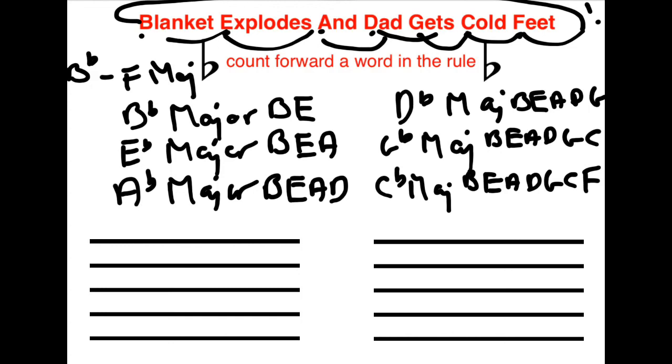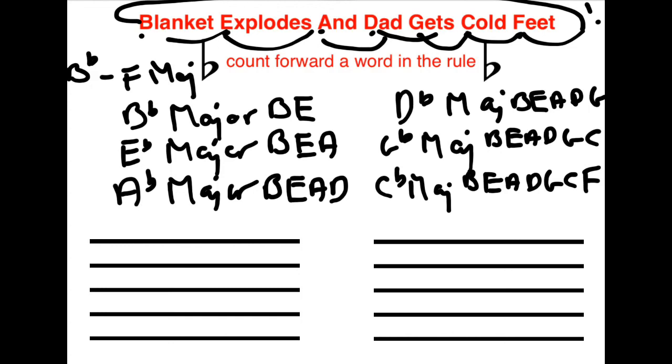Father Christmas gave Dad an electric blanket, and blanket explodes and Dad gets cold feet. Those two rules basically take care of all the major keys that you're ever going to have to know. All 14, and it's also going to help you, as I said before, with your intervals and your triads and that sort of thing.